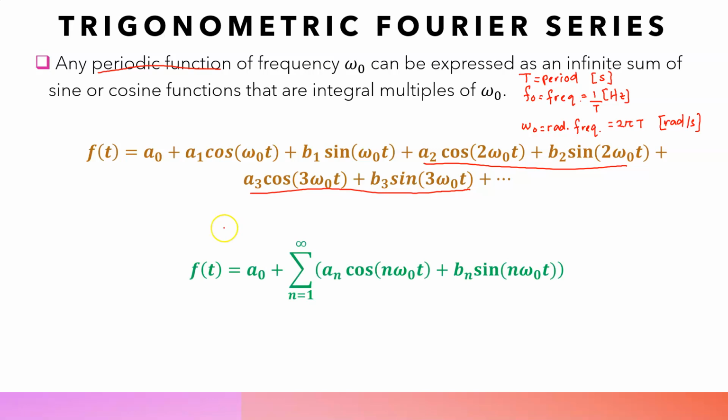In general form, you can write it like this: a0 plus the summation from n equals 1 until infinity of cosine and sine, multiplied by the amplitudes an and bn, and the frequency multiplied by n over there. This a0 here is also known as the DC part of the Fourier series representation, which is simply the 0th harmonic.